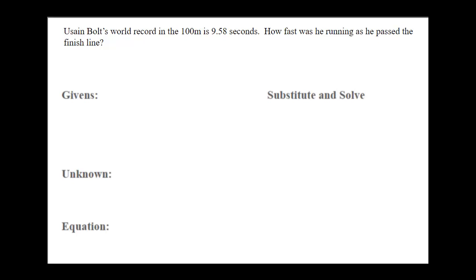Usain Bolt's world record in the 100 meters is 9.58 seconds. How fast was he running as he passed the finish line? Well, okay, so I'm going to sketch this really quick.